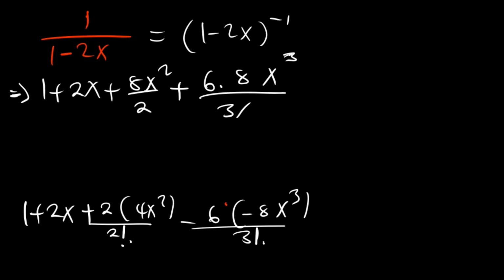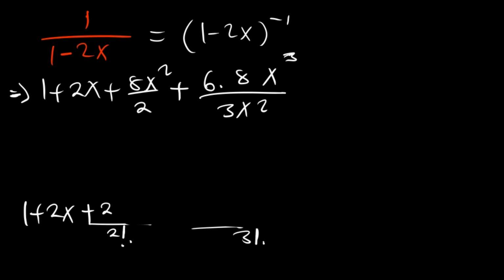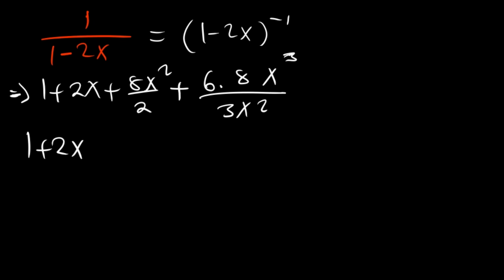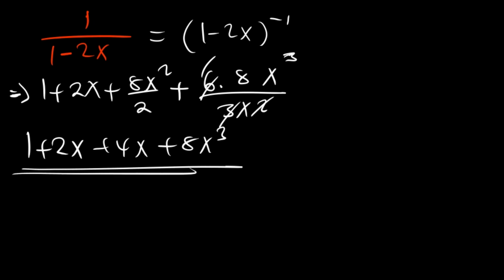So I have 3 times 2 because 3 factorial is 6, not so. So I have 1 plus 2x plus 4x squared, this there, 2 will go there, plus 8x to the power 3. This is my answer. Here is supposed to be 2.